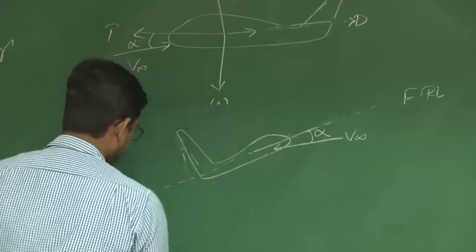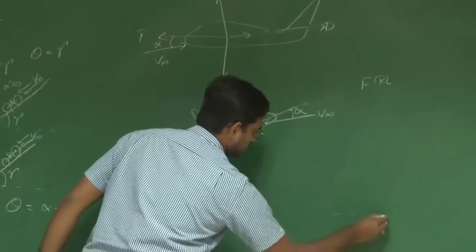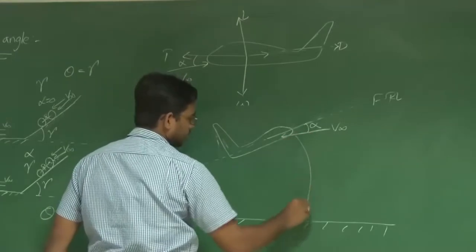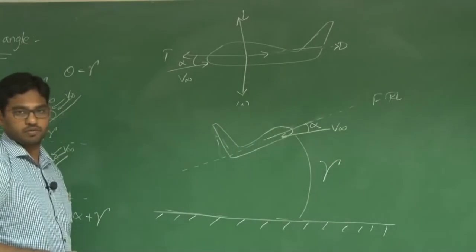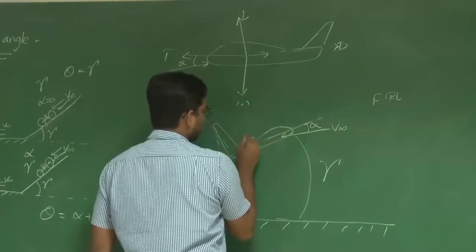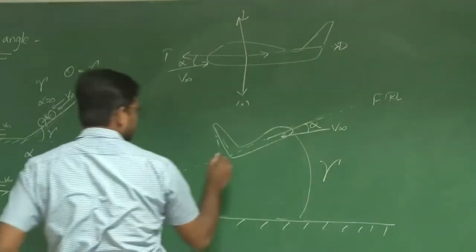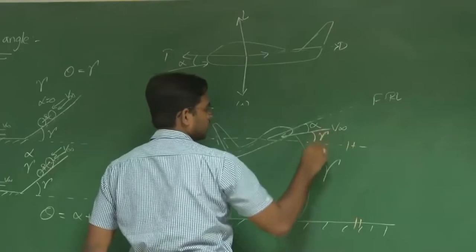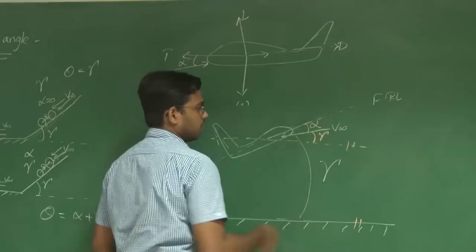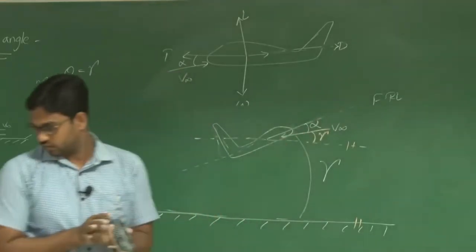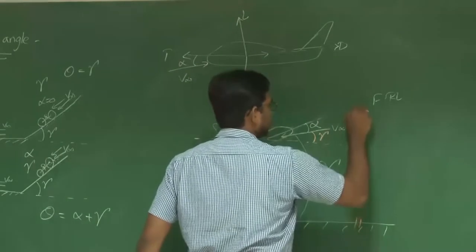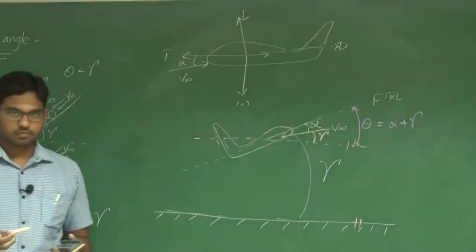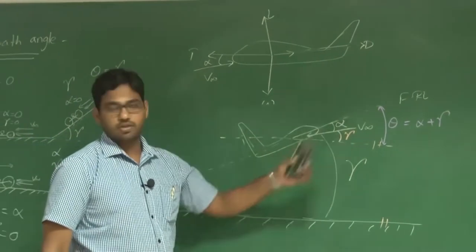So this is my local horizontal, or say this is my ground. The angle made by this V infinity with respect to this local horizontal is gamma. So if I represent that local horizontal here, these two are parallel. So this angle is gamma, and this is alpha. Now the orientation of the aircraft is theta, which is alpha plus gamma. So gamma gives the direction of your motion.